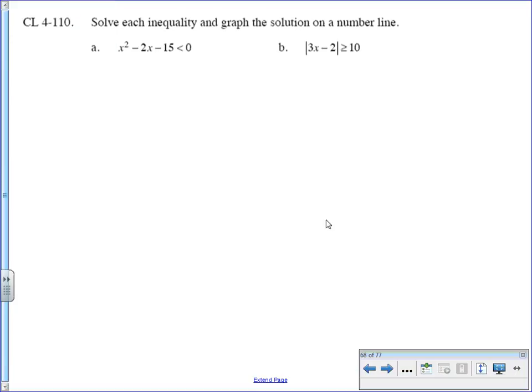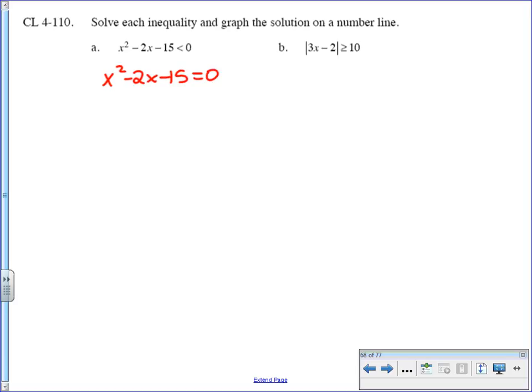Closure problem 4-110, solve each inequality and graph the solution on a number line. Whenever I'm solving an inequality, I start by pretending that the inequality notation is actually an equal sign to find my boundary points.